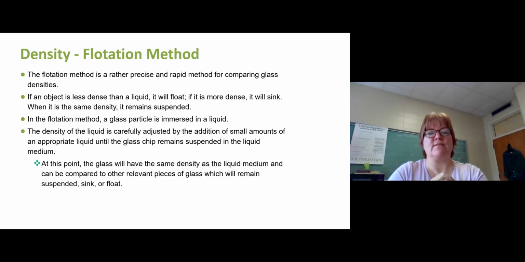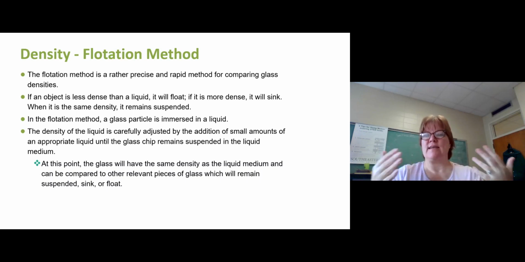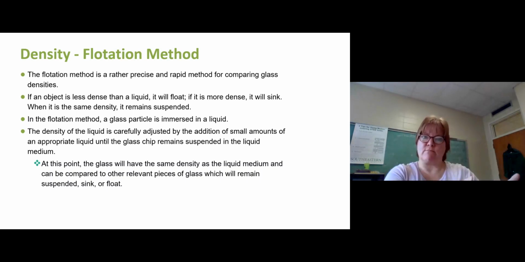So in this flotation method, we keep changing the liquid. So I want to measure the density of glass. I put the glass in some liquid, and then I want to keep changing the liquid to different densities. Once I match the density of the liquid to the density of the glass, that glass will remain suspended. So I will adjust that, and at that point, once I have it where it's suspended in the middle, now I know I have a density match. I can measure the mass of the liquid pretty easily, and then say, so that's the same density as the glass.